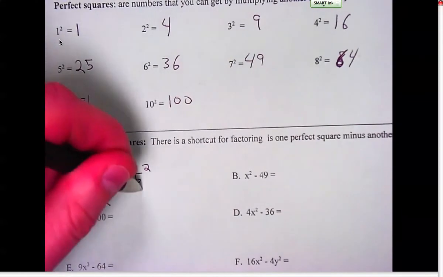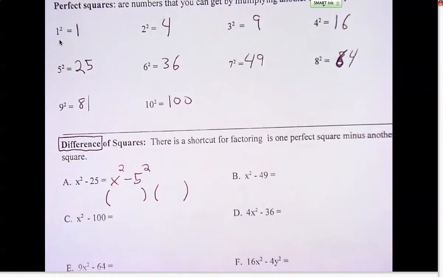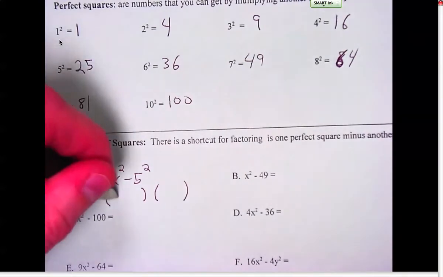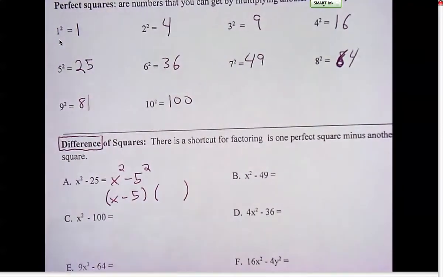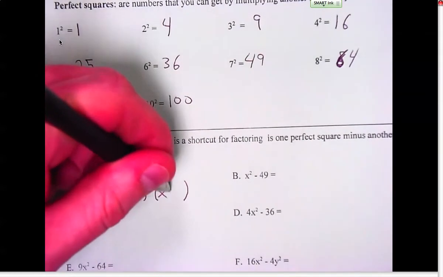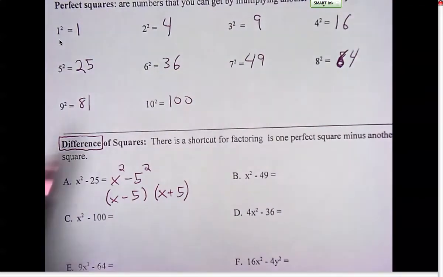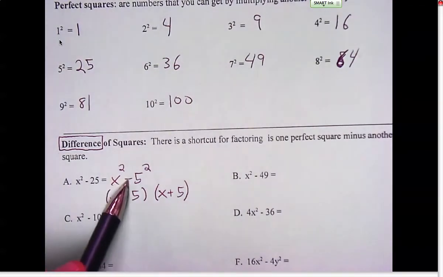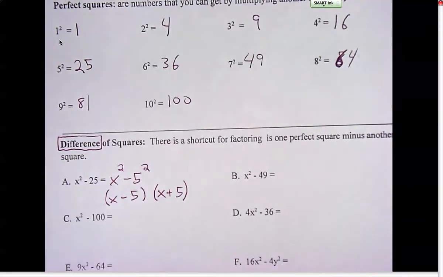What I'm going to do is put my two sets of parentheses, and then I'm just going to copy down what I have up above, except I'm going to copy it without the squares. And so one of the factors is going to be x minus 5, and then the other factor will automatically be the same thing, but change the minus to a plus. Right? And so that's the quick little shortcut when we have a difference of squares. So something squared minus something else squared. And so we look for this pattern.